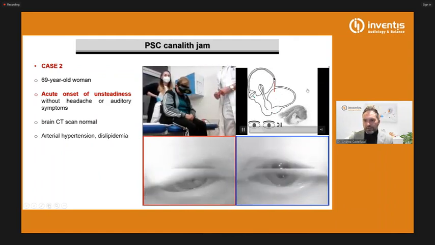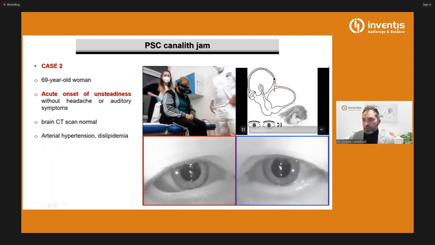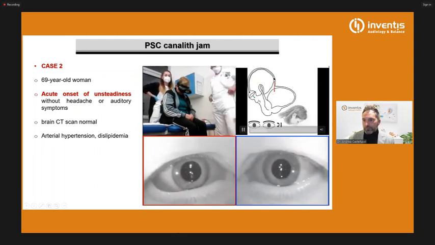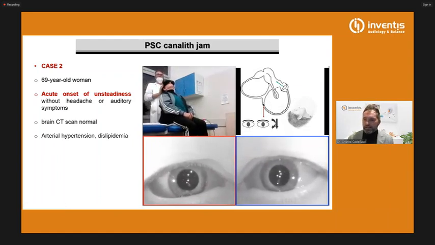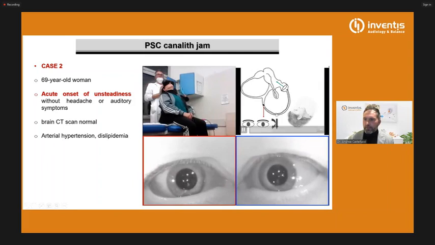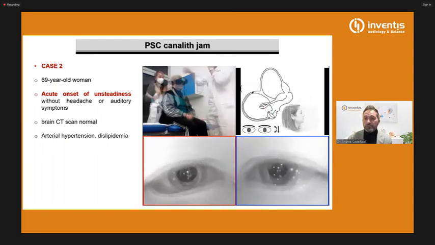We can see here that if we bring the patient in head pitch test forward, gravity counteracts the continuous positive pressure on the posterior canal, so nystagmus fades. And conversely, on the backward head pitch test, now gravity goes in the same direction of the positive pressure, and nystagmus increases. Spontaneous nystagmus increases. So this modulation of spontaneous nystagmus is very typical for this case of canal jam.